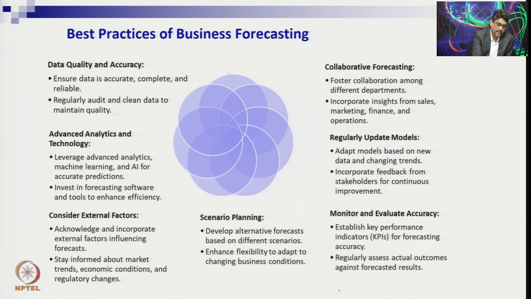What are the best practice steps or factors? Here we can see data quality and accuracy. This is very crucial. If you maintain the data quality and accuracy, the completeness of the data, the auditing part, the cleaning process of the data, regular auditing, very important. If you can do that, probably you will be able to make a better forecast, or, to some extent, you can do better scenario planning.